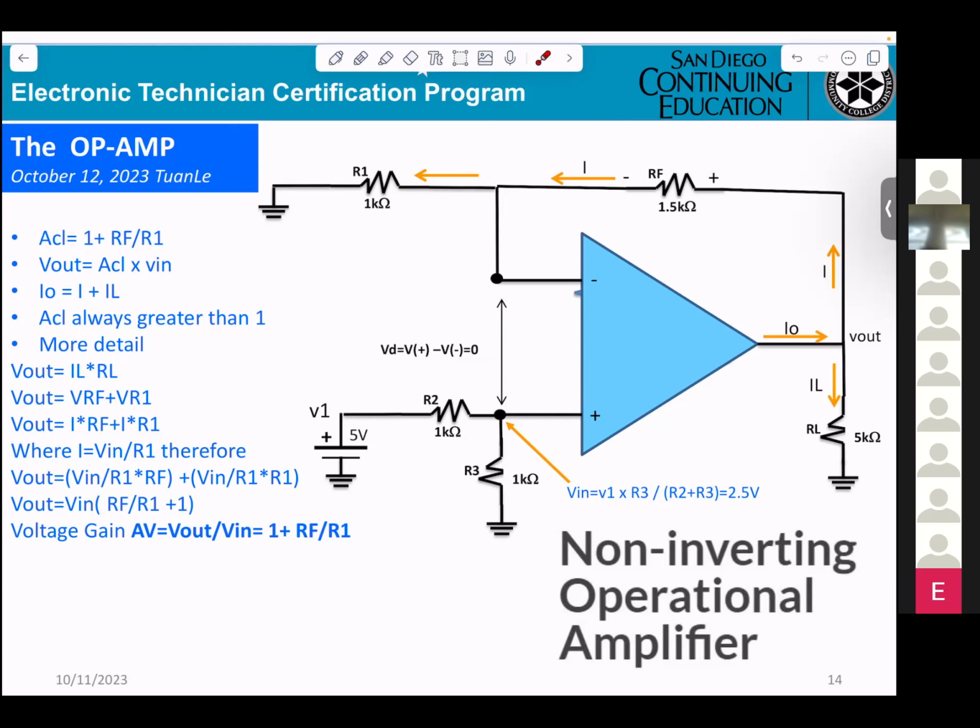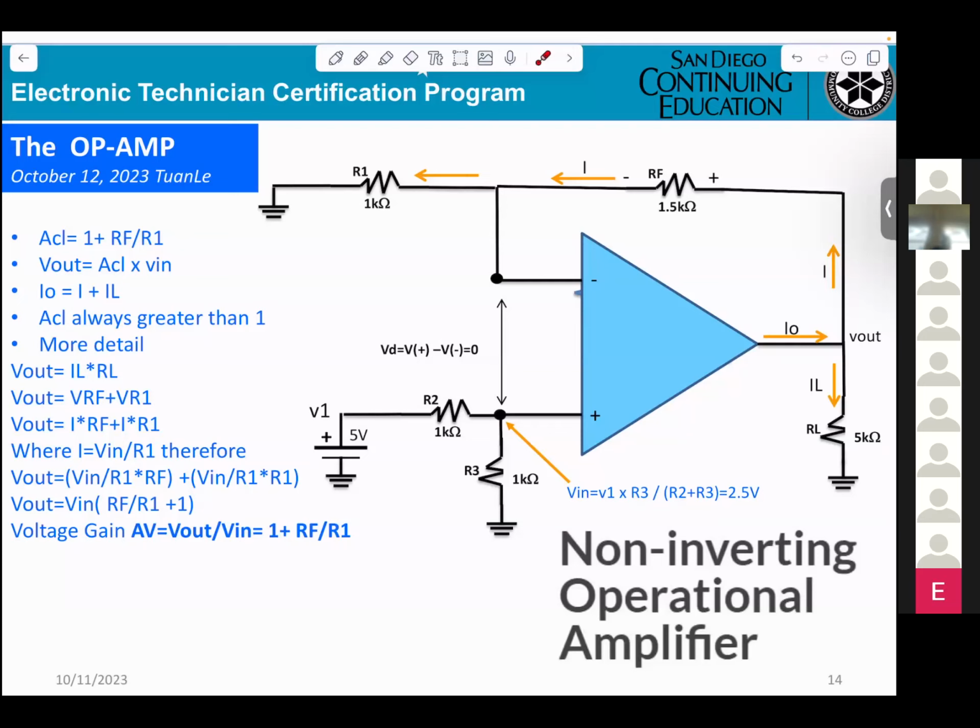Now, this circuitry, you see the difference. They call it a non-inverting amplifier. That means the input is applied to the positive. That's what they call non-inverting. If the input is applied to the negative, then that is inverting. We just did that. Now we'll see what happened. They say AV equals 1 plus RF divided by R1.